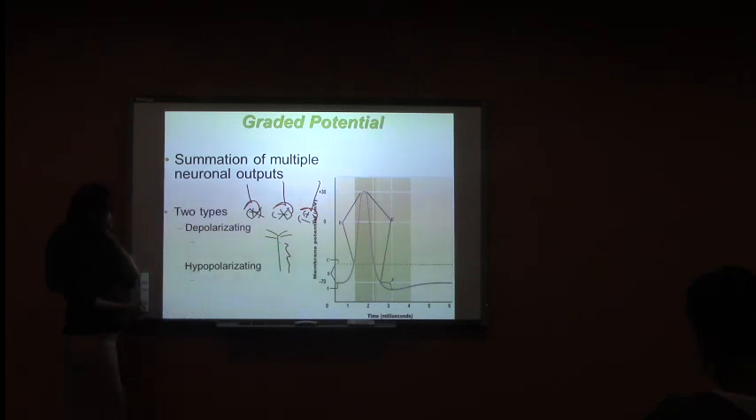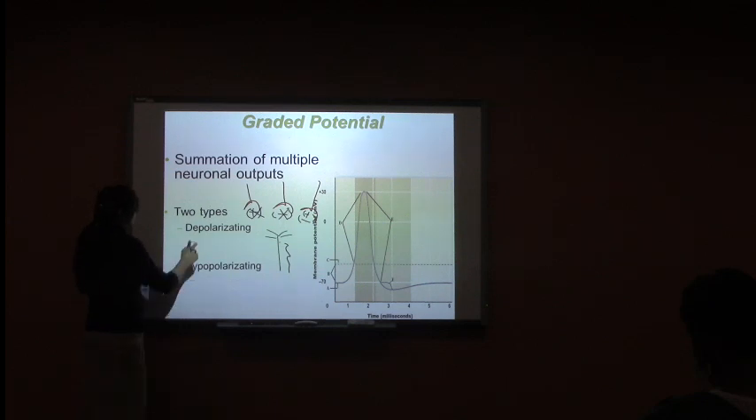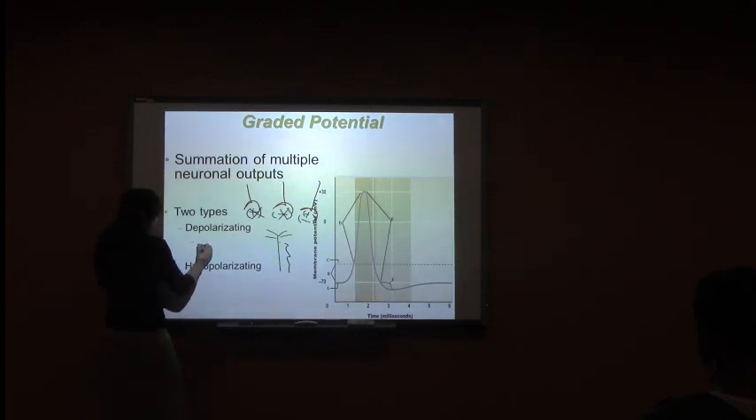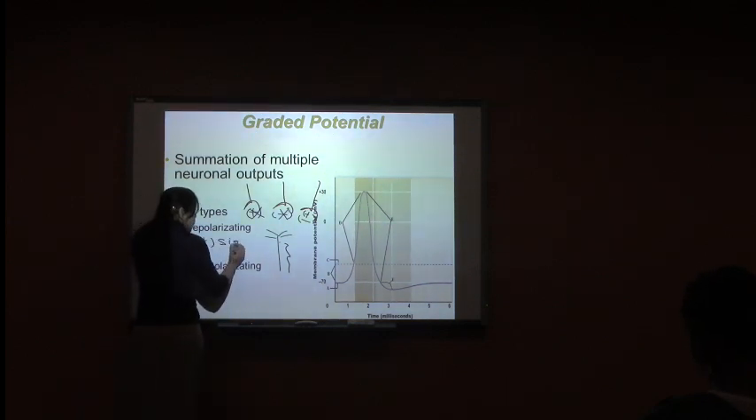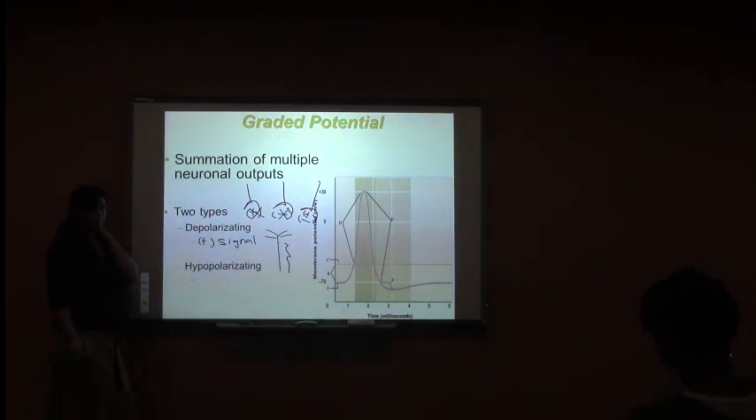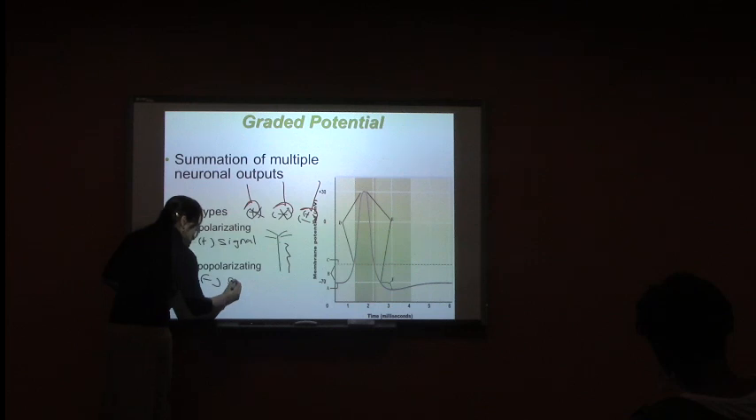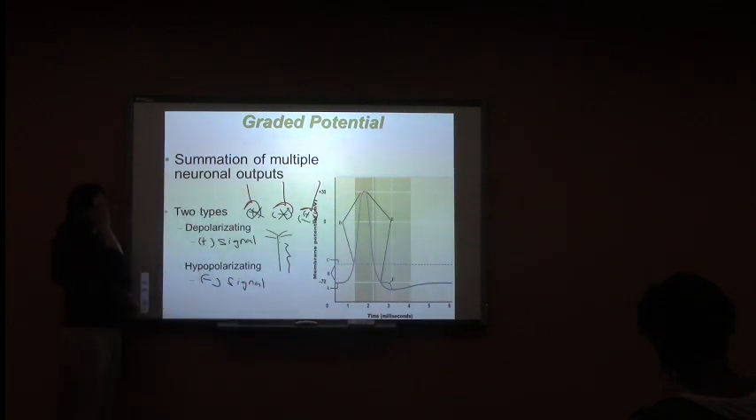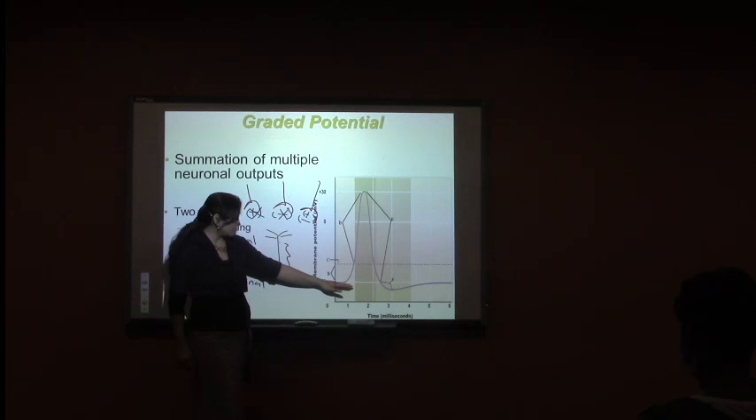Now, you have two types because you have a positive signal or you have a negative signal, right? Depolarization is a positive signal. Hyperpolarizing type is a negative signal. So the membrane is right here.